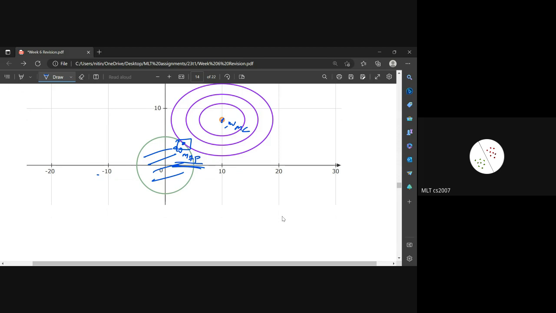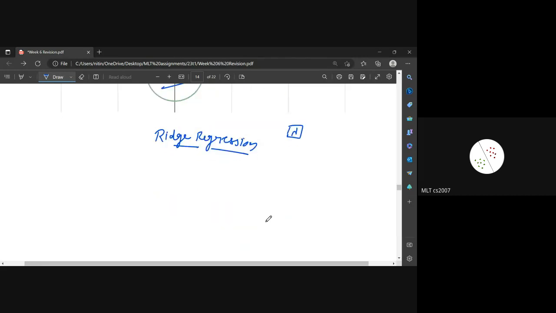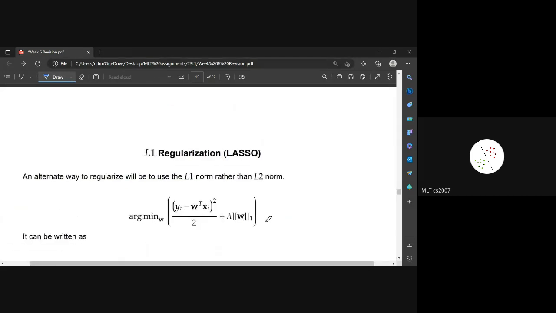Right. So this particular formulation is called ridge regression. Here we haven't discussed how to find lambda. We'll discuss that in the last part of this session. Any other doubt till this point? If not, we can move to the next regularization, which is L1 regularization.